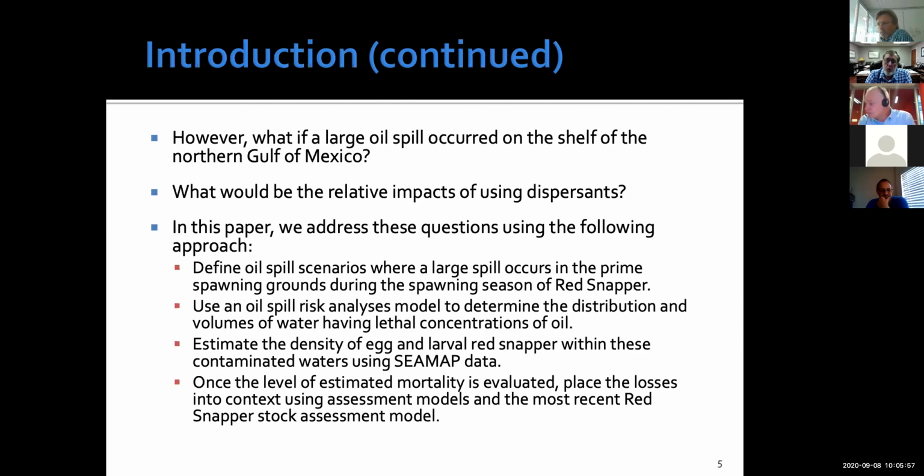We used an oil spill risk analysis model, and this was the responsibility of one of our co-authors, Dr. Conkle, who determined the distribution and volumes of water having lethal concentrations of oil, which is, you see, a pretty complex issue from the previous papers.